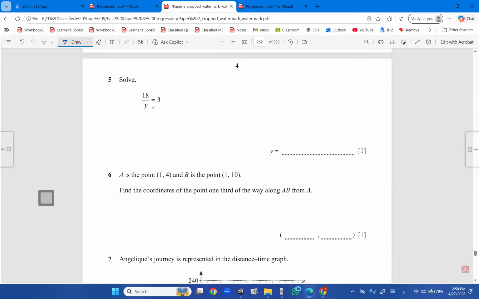Solve this. 18 divided by what is 3? 18 divided by 6. You want to switch. Fine. Switch, it is 18 divided by 3 equals y, which is also 6.